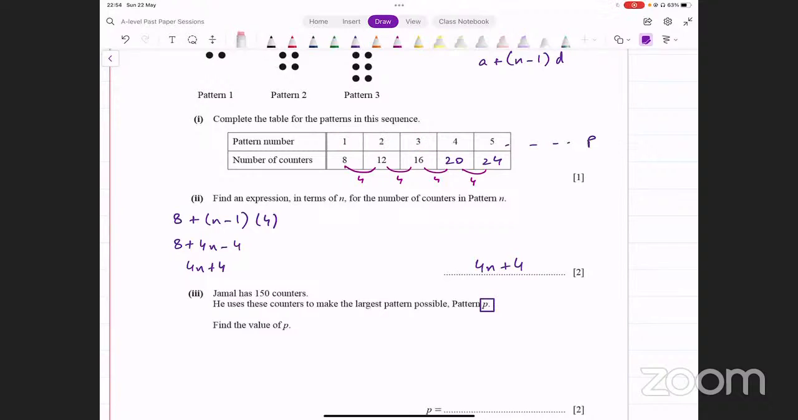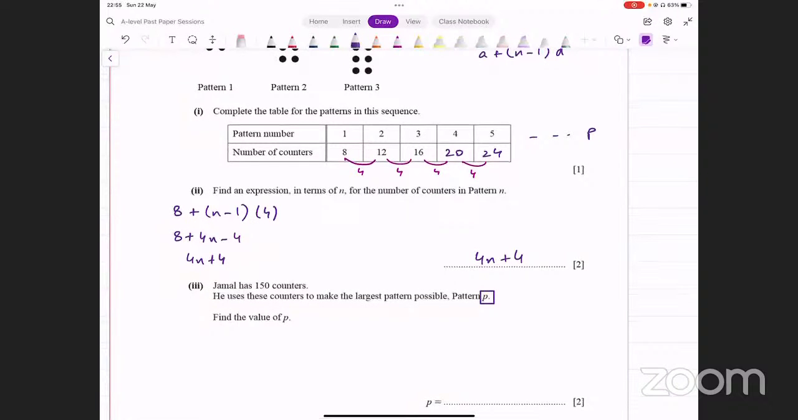Maximum number. अब हो सकता है 150 का बने या उससे कम का बने. हमें देखना पड़ेगा कि largest pattern जो है उसका नंबर क्या है, पैटर्न नंबर क्या है, वो फिगर आउट करना. Now, how do you think about this? You see, you've got the nth term formula now. That's 4n plus 4. That is the nth term formula that you've got. 4n plus 4 आपको क्या बता रहे हैं? ये आपको number of counters बता रहे हैं. Number of counters बता रहे हैं 4n plus 4.